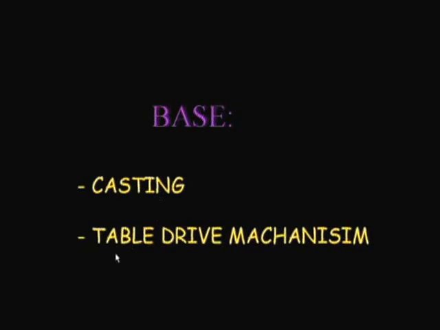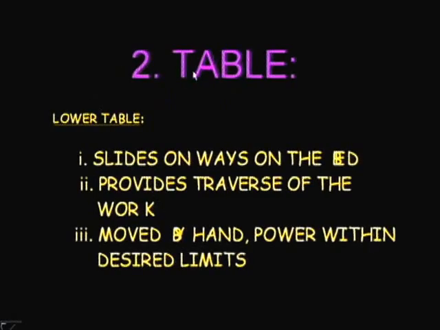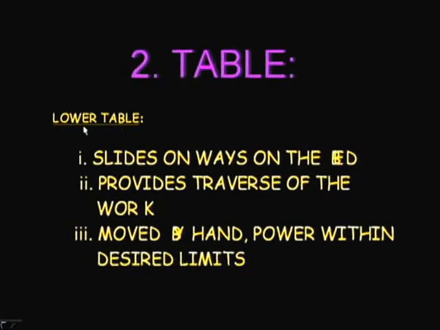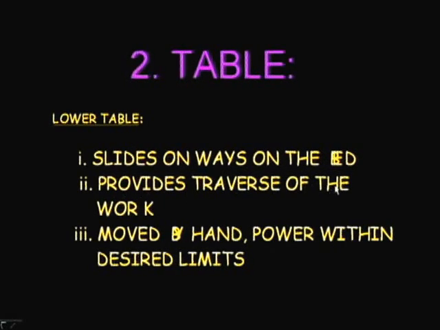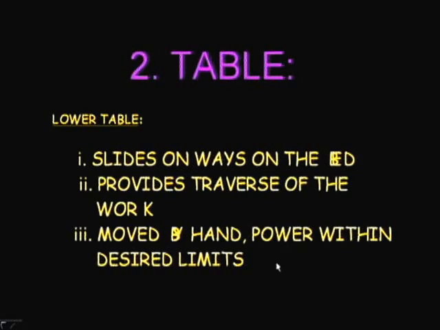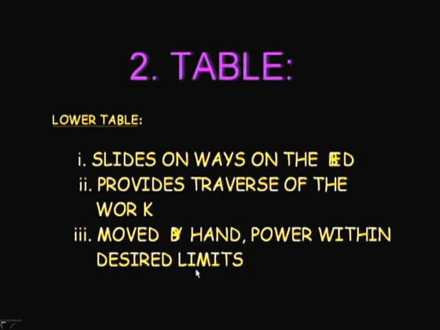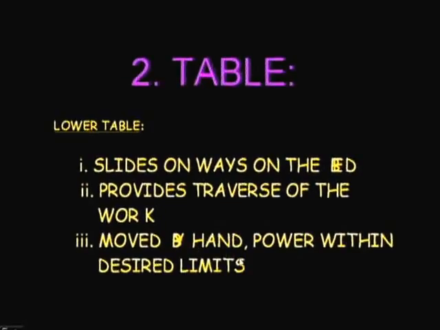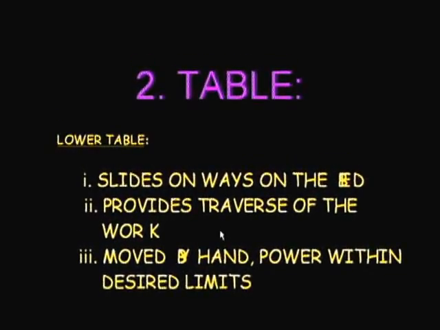Right. Now, let us see, whatever I have told so far, what are the basic parts of this cylindrical grinding machine. The first one is base. So, it is a casting with the table driving mechanism. So, whatever the table driving is there, that can be made here. Second one is a table. In this, two types of tables are there. First one is a lower table, which slides on ways on the bed and provides traverse of the work, moved by hand or power within the desired limits. So, here it is moved either by hand or power, and how much it should be moved within the desired limits. So, what we need is how much length it should be traversed. So, as per that we will go.